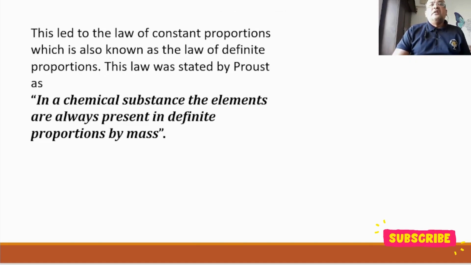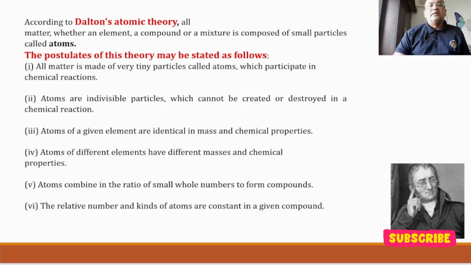Therefore, this leads to the law of constant proportion, which is also known as the law of definite proportion. It says that in a chemical substance, the elements are always present in definite proportions by mass. So, in a chemical substance, the elements are in their definite proportions. By what? By their mass.